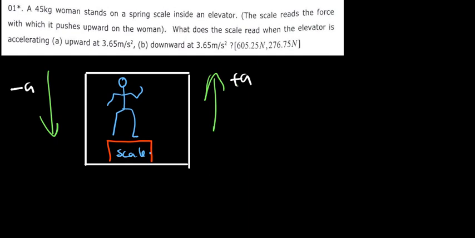If the elevator is going up, the moment you hear upward, just know that the acceleration is positive. Downward, the acceleration is negative. As simple as that. Now, one thing we have to know, guys, is that the scale will always experience what? The normal force. So there is a normal force for this person which is going to be directed downward. So we expect to have the normal force. The normal force is always mg.